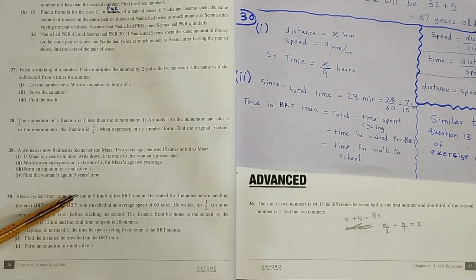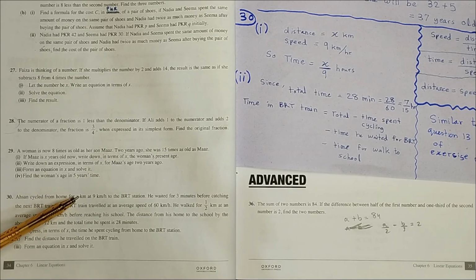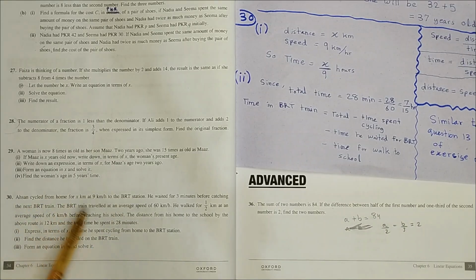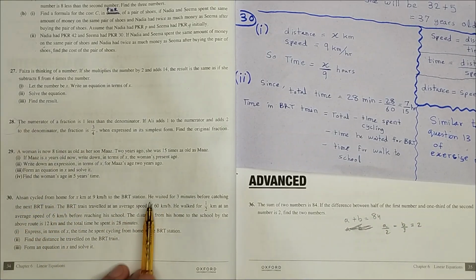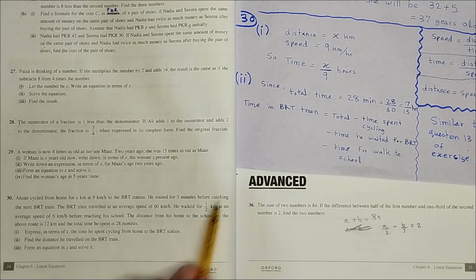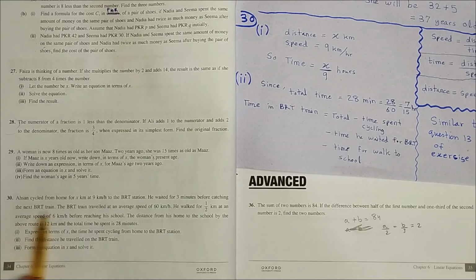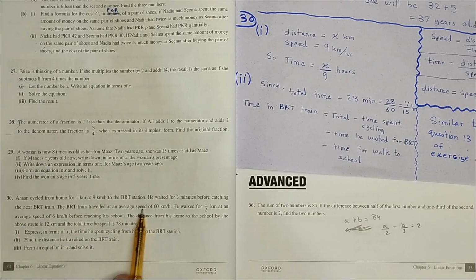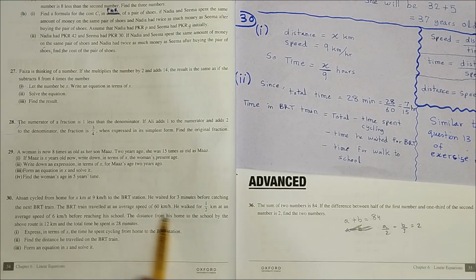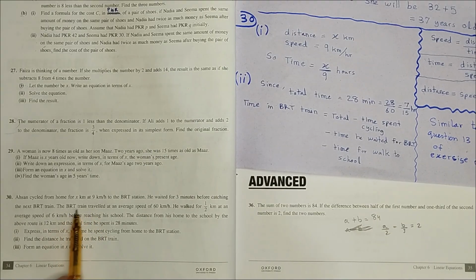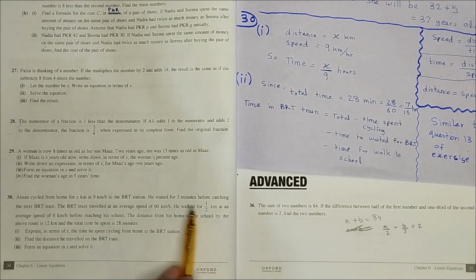So the distance is given to us and the speed is given to us, even though we don't know what the distance is. Then he waited for 3 minutes before catching the next BRT train, and the BRT train traveled at an average speed of 60 kilometers per hour. The speed is given to us and the distance is not given to us here, and the time is also not given to us here.